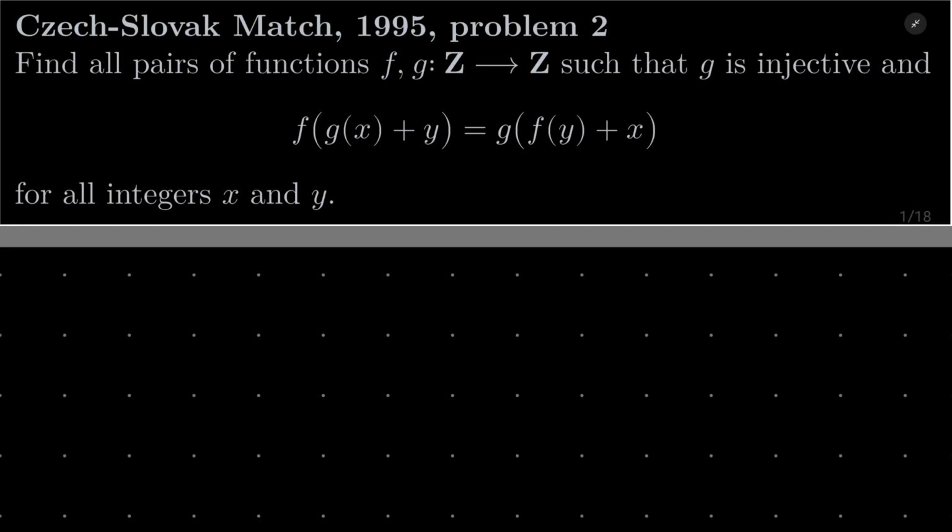Hello friends, in this video I'd like to solve the following problem from the Czech-Slovak mathematical match, 1995, problem number 2. We wish to find all pairs of functions f and g going from the set of integers into itself, such that g is injective and f of g of x plus y equals g of f of y plus x for all integers x and y. It's a nice functional equation.